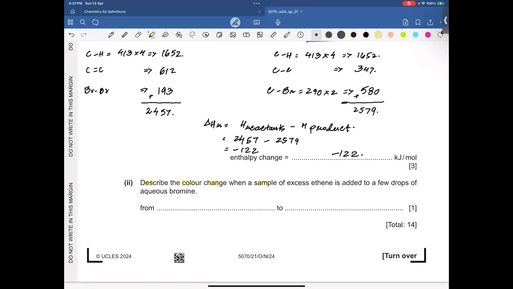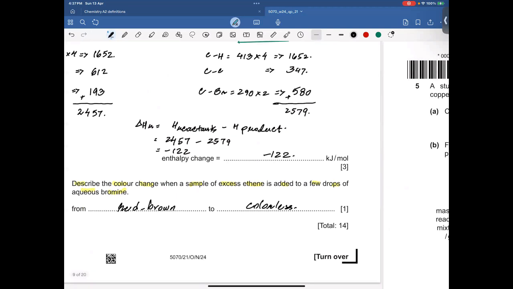Describe the color change when a sample of excess ethene is added to a few drops of aqueous bromine. Aqueous bromine has a red-brown color. All right. So during the reaction, it turns colorless. Red-brown to colorless. We have done this whole thing in the class. Next question, question number 5.